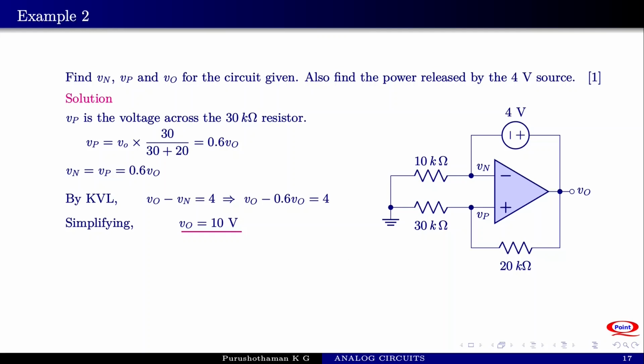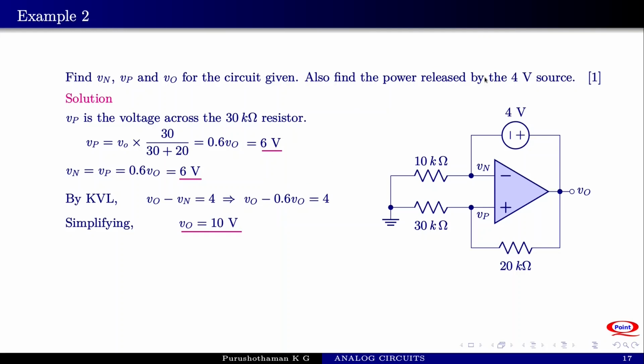The output voltage is 10. Now since Vo is equal to 10 volt, substituting in this expression we will get Vp is equal to 6 volt. And similarly, Vn also is equal to 6 volt. So we have our solution. Vn is equal to 6 volt, Vp equal to 6 volt and Vo is equal to 10 volts.